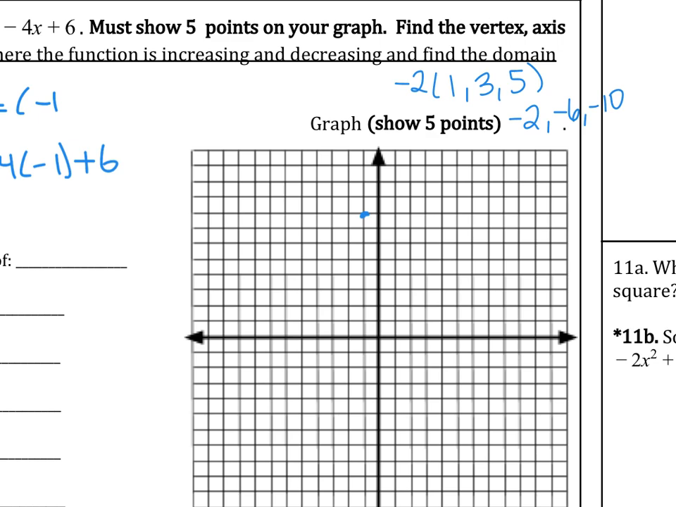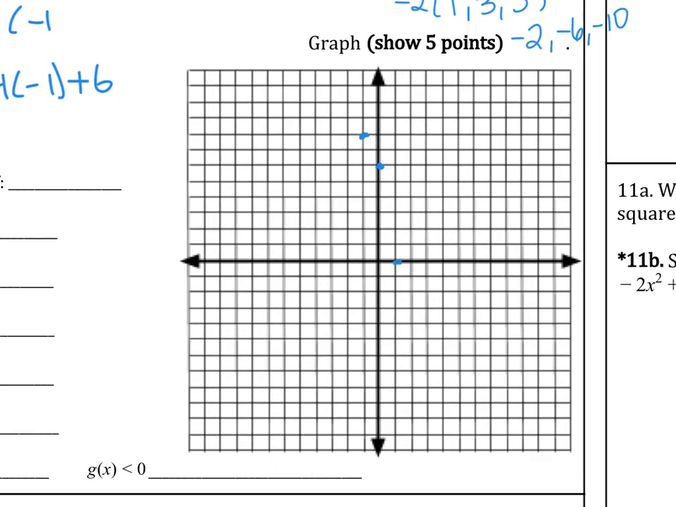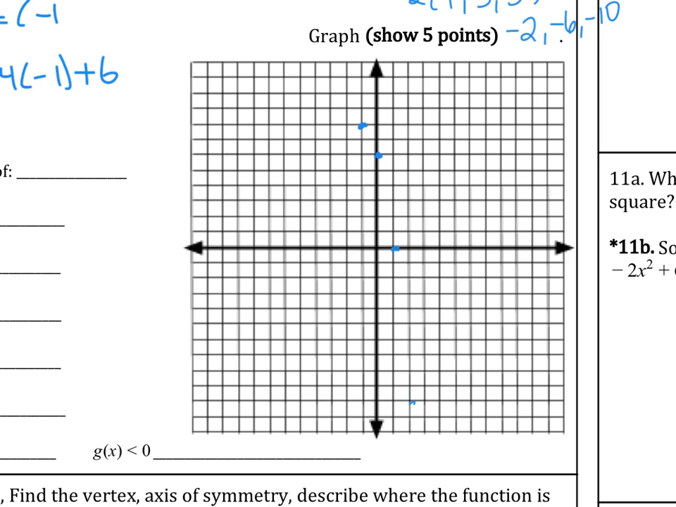So instead of going right 1, up 1, which is the pattern for a regular x squared, you're going to go right 1, down 2. Then you're going to go right 1, down 6, which is right here. And then right 1, down 10, which is here. Okay, and then you reflect it across the axis of symmetry. So let me draw that axis of symmetry here, and then you make a smooth curve.